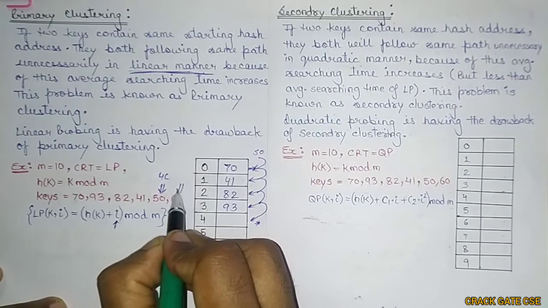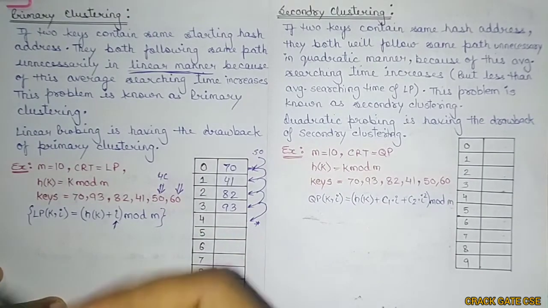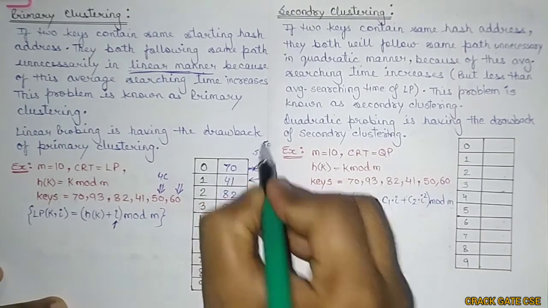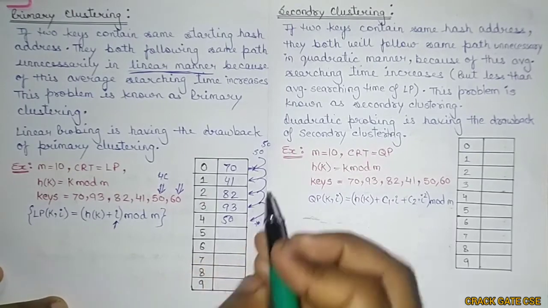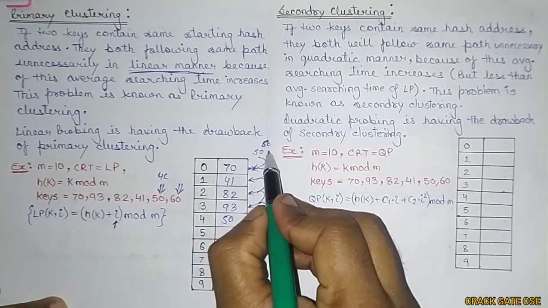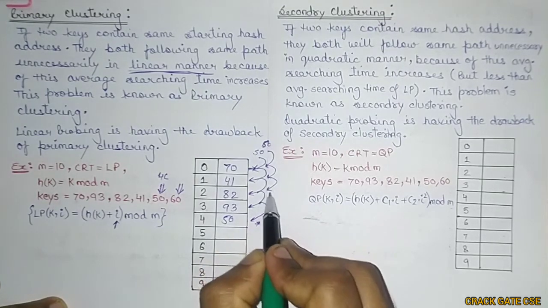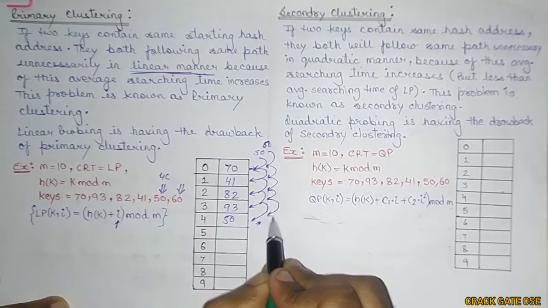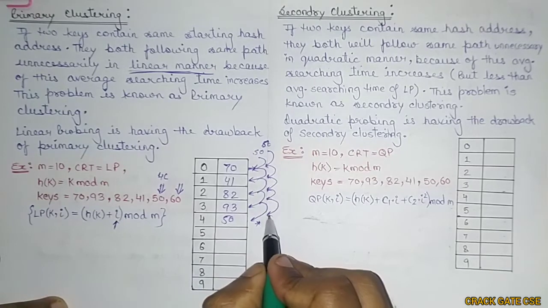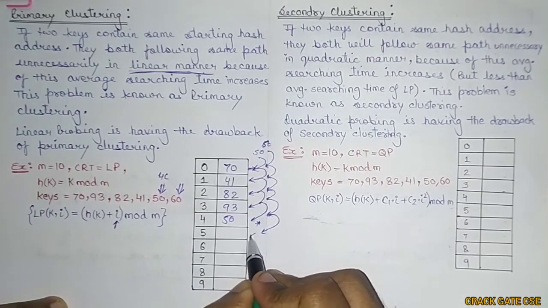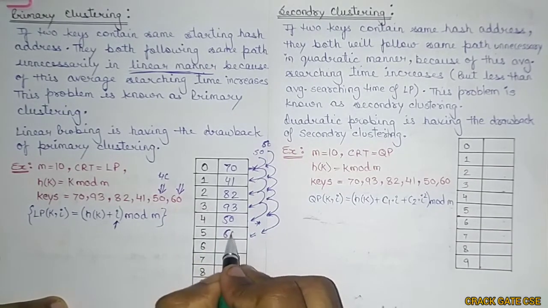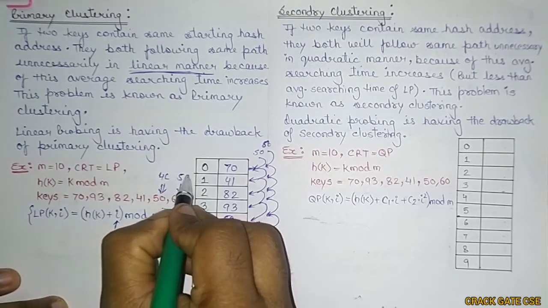Now if you check for 60, 50 is already here, right? So 60 will also come to this particular place first, then second, then third, then fourth, then fifth, but this time the fifth is also occupied. So now it will move on to 6 where it will be stored. So 5 collisions for 60.